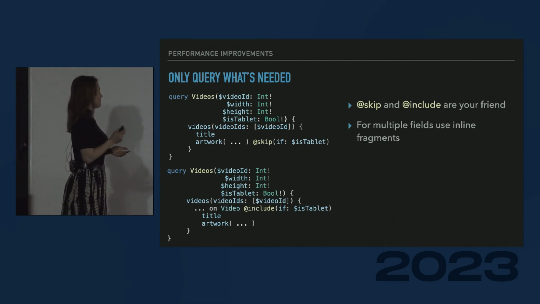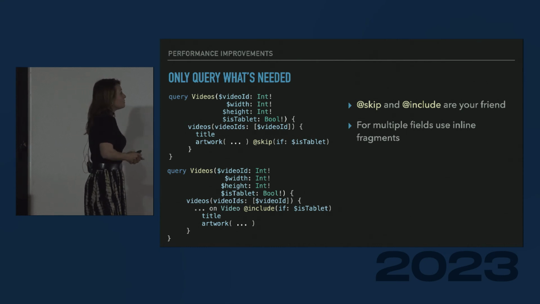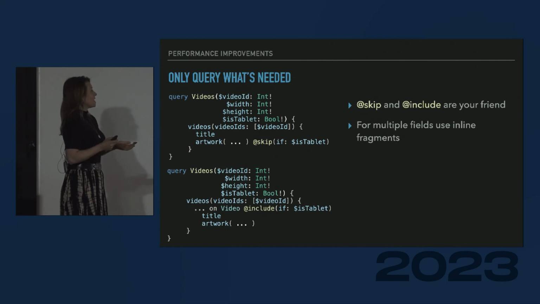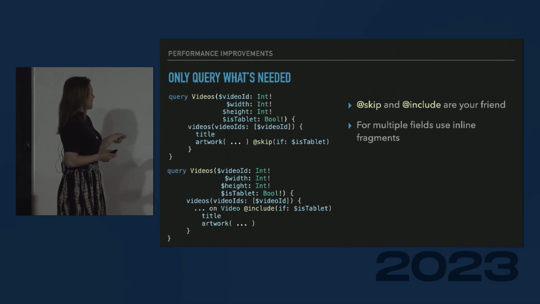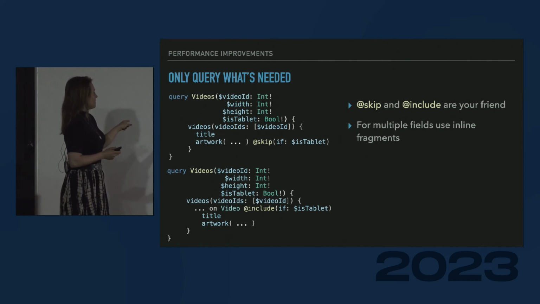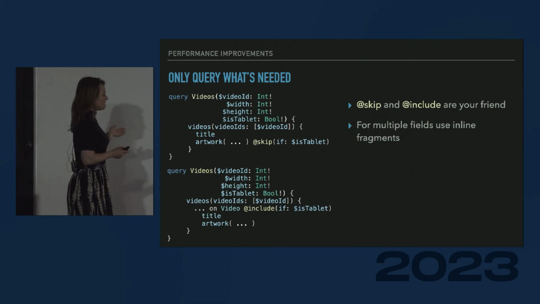If you have multiple fields that you want to include or exclude, there's something called an inline fragment, and you can see that in the example here at the bottom. So on the video that I'm getting back, I'm saying, on the video, include this only if I'm on tablet, and only then will I have the title and the artwork.